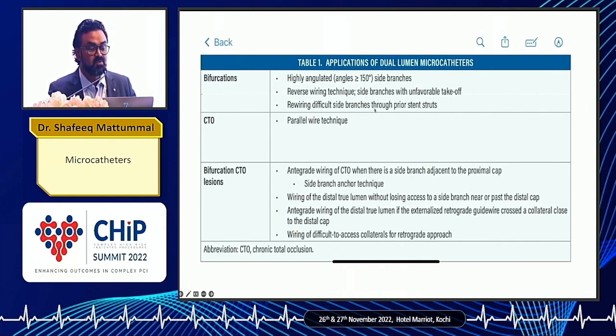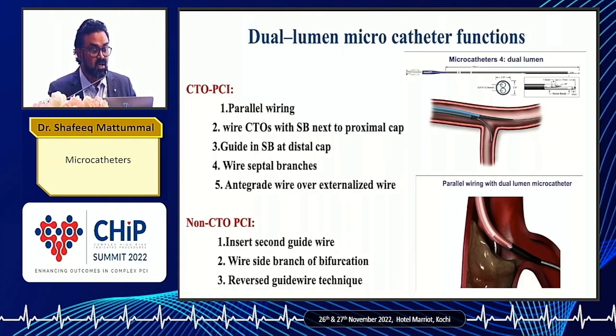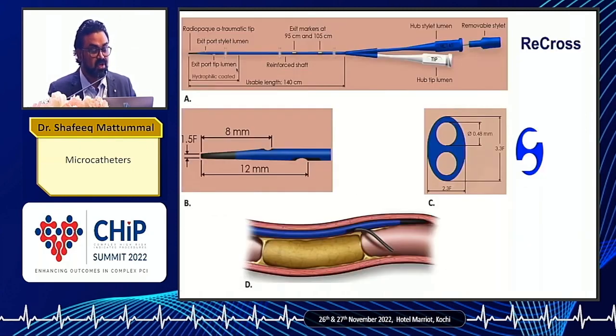You can do a reverse wiring technique to cannulate side branches with a very unfavorable takeoff, and you can rewire a side branch through the stent strut as well. In CTOs, it can be used for parallel wire techniques, and a combination of bifurcation and CTO we come across many a time, so it can be used for side branch anchor and wiring and other indications. So, as I said, it is predominantly indicated in CTO PCI and, in non-CTO PCI, in bifurcation lesions.